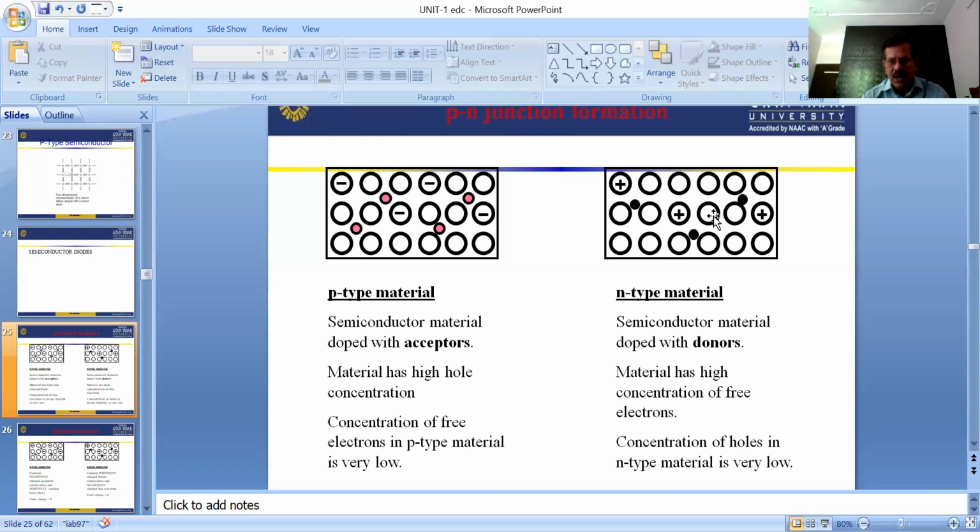We dope donor impurities, for example, phosphorus, arsenic. And an example of acceptor impurities is boron. This is the basic difference between N-type material and P-type material. It depends on the concentration of charge carriers: what is the concentration of holes, what is the concentration of electrons, which concentration is greater and which is low. This depends on the type of material.